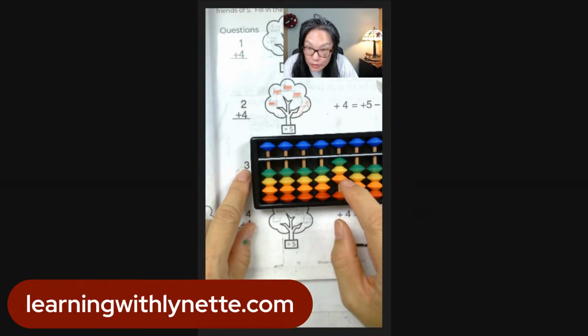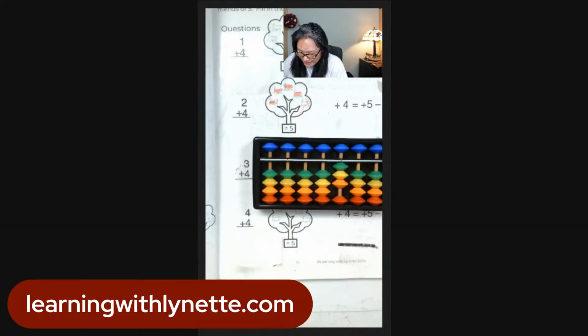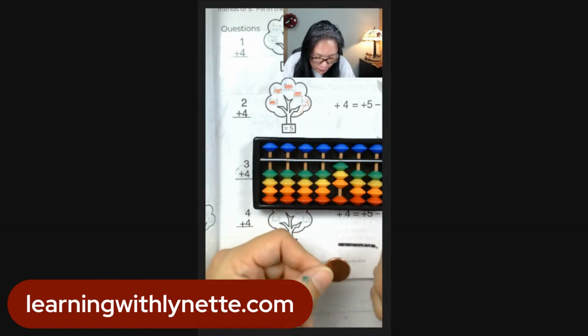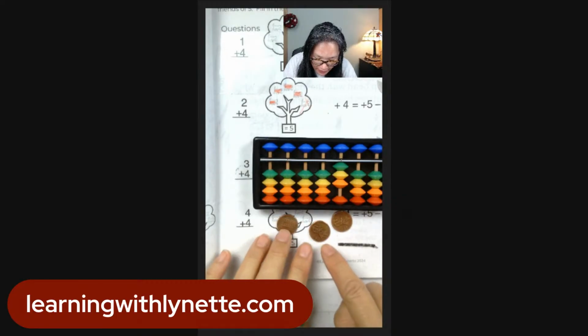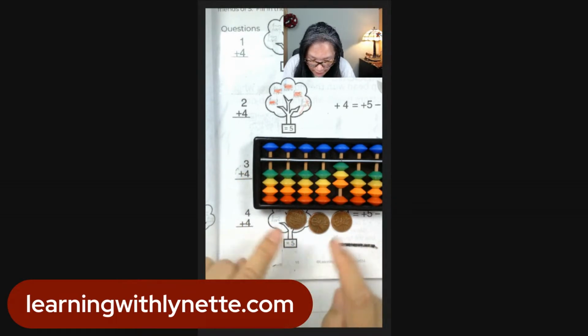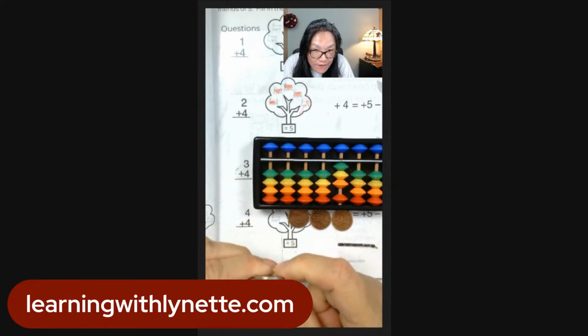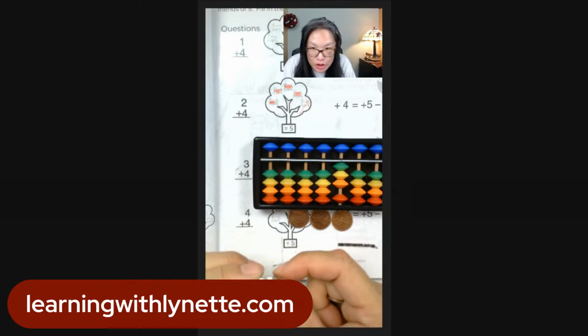We're doing 3. We do 3 on the abacus. And guess what? I want to add the 4, but I don't have enough beads to add the 4. Let me replace some of the beads with pennies. Maybe that will help. So if I have 3 pennies, 3 on the abacus, I don't have enough beads to add 4. But guess what? I have a nickel. I have 5 cents. This 5 cents is more than enough, but it's too much.